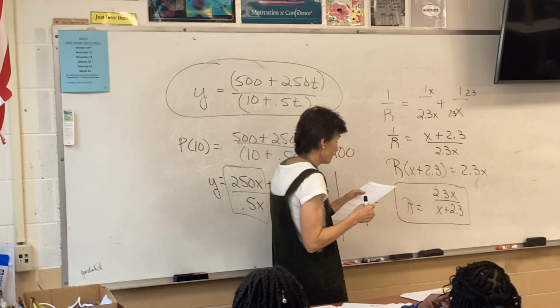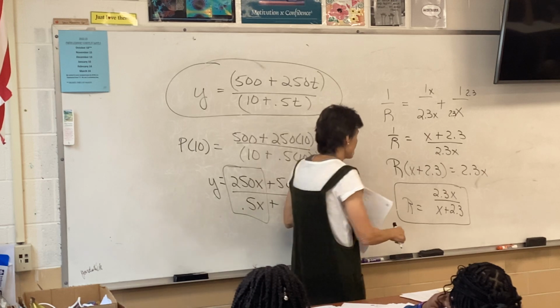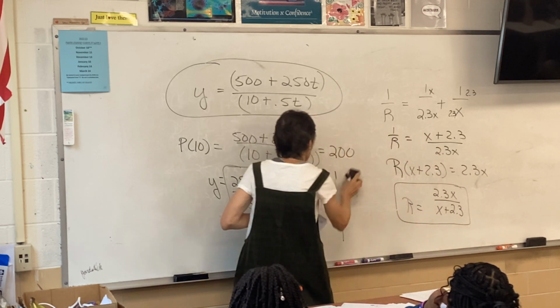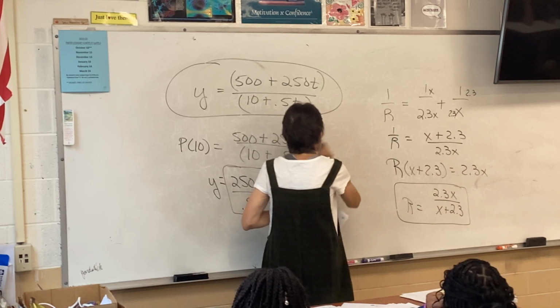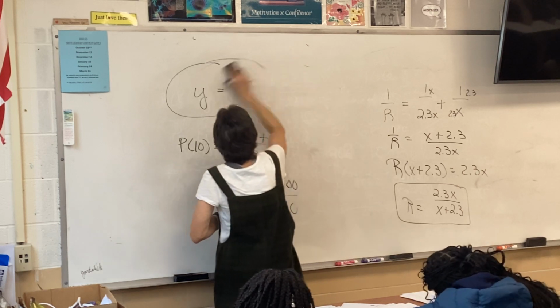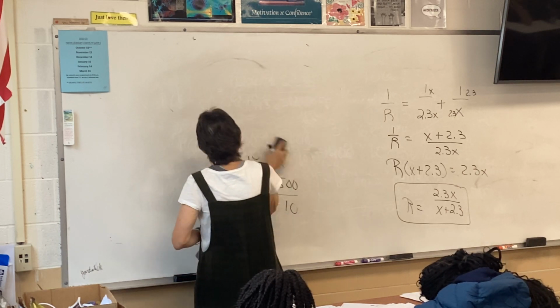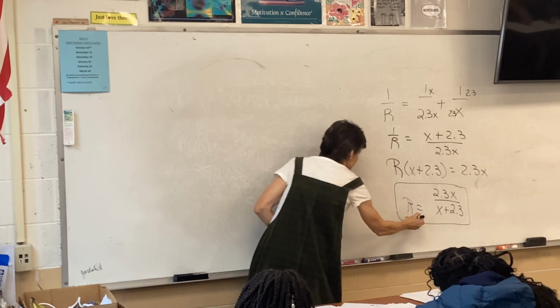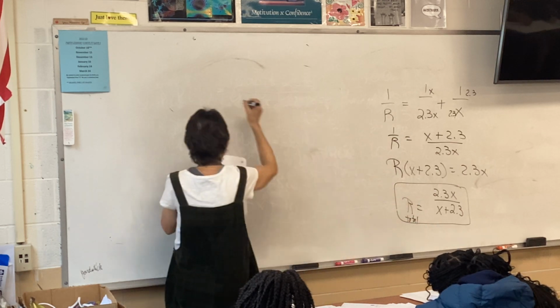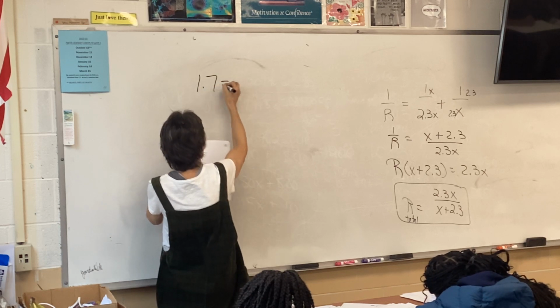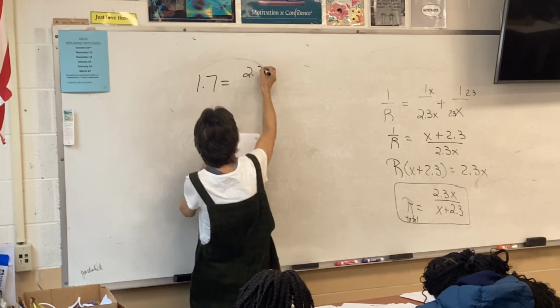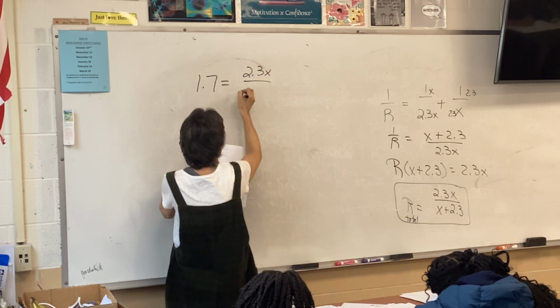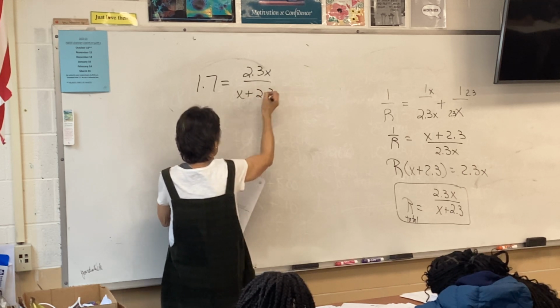All right, second part of that says, find the resistance of the second resistor, so that's x. Find x if the total resistance is 1.7. So take your equation that you just made, and let R, the total resistance, be 1.7. So 1.7 equals 2.3x over x plus 2.3.